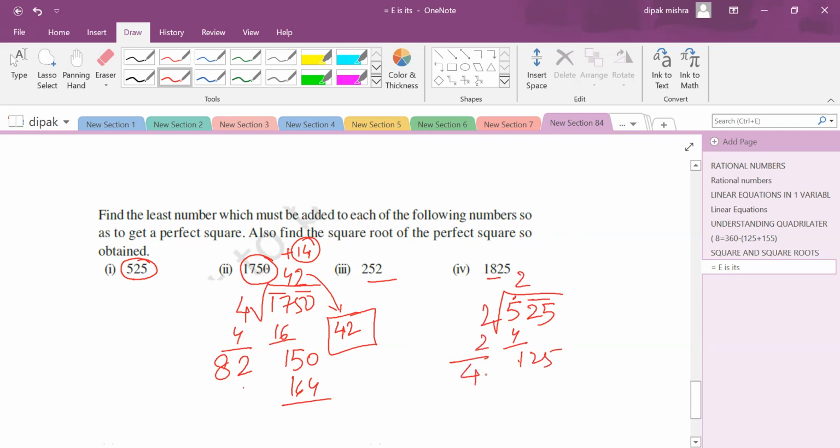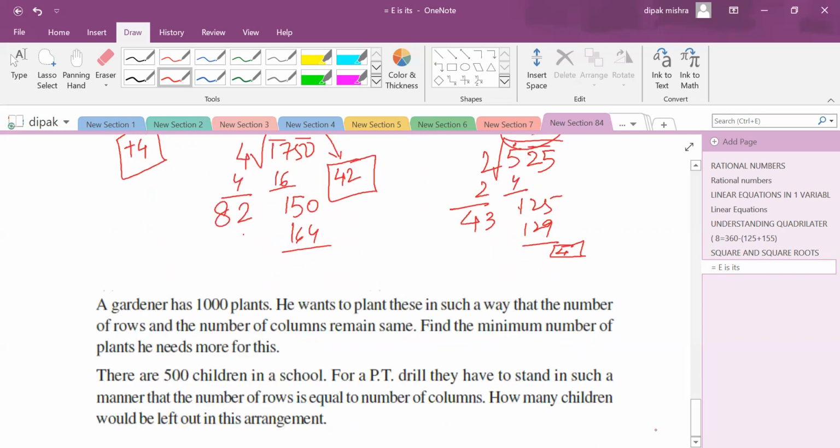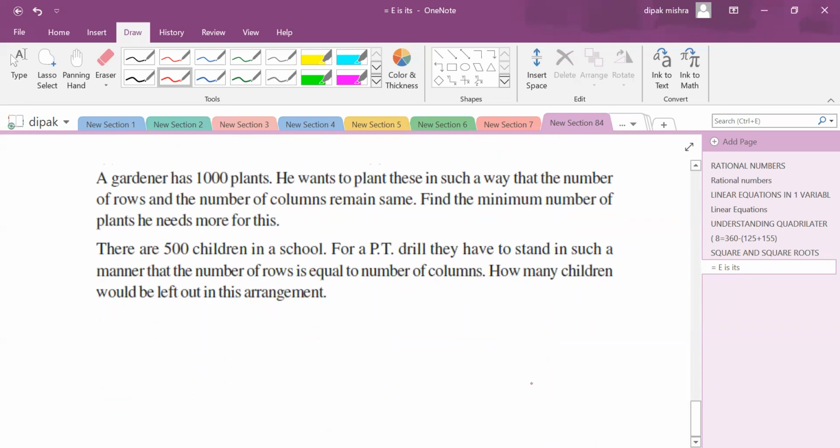So you take 42. 43 times 3 is 129, just exceeds 125. So it exceeds 125 by how much? 4. Which means I need 4 more. And what is the square root then? The square root is 23. Right? So I request you to try the other two questions. Okay. And then I move on to some application-based questions of squares and square roots.